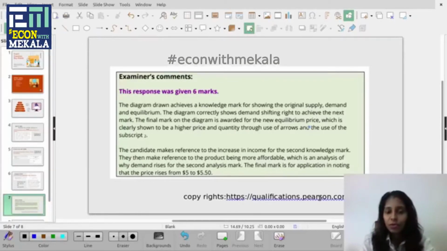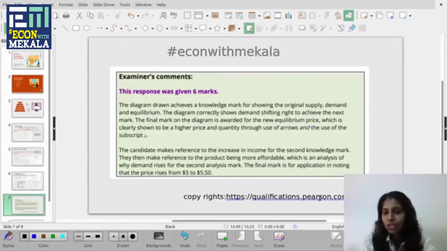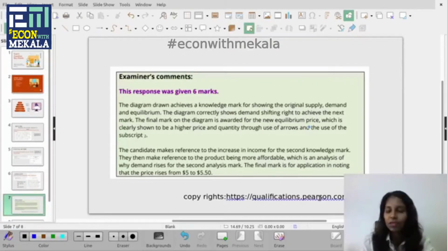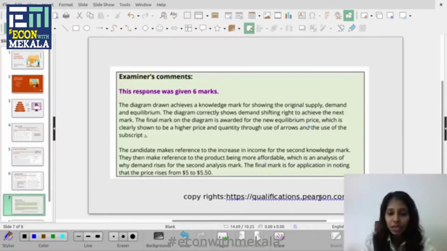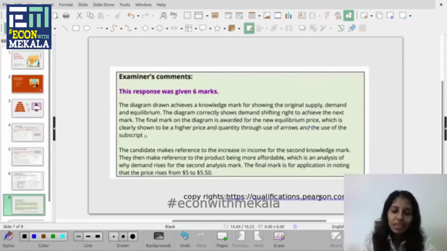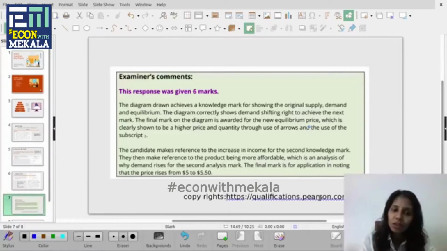The diagram drawn achieves a knowledge mark for showing original supply and demand. That's your knowledge. The diagram correctly shows demand shifting to the right, achieving the next mark. The final mark on the diagram is awarded for the new equilibrium price, which is clearly shown to be higher price quantity through use of arrows and the use of subscript. So that is why I mentioned that what you draw in the graph, you're not supposed to explain again. It's duplicating and you won't get extra marks because we have already awarded marks.